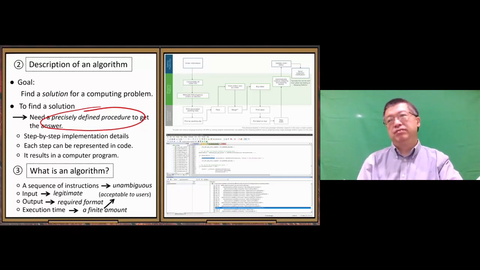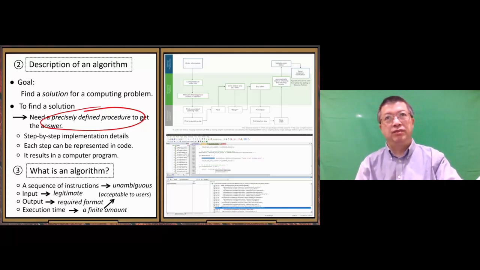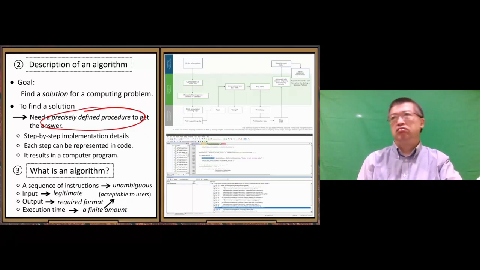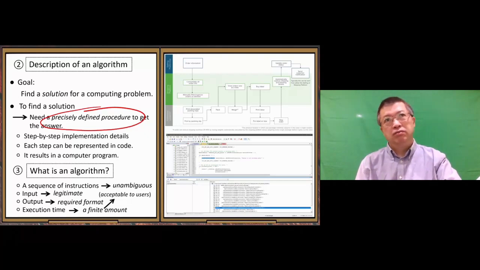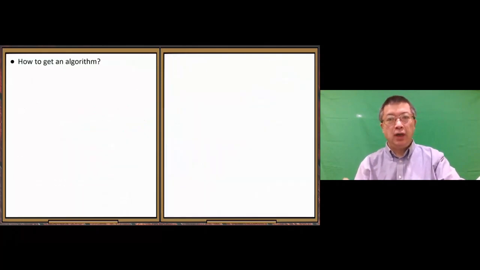The performance, the response time, should be acceptable to the users. If it is too slow, even if you solve the problem, your customers can reject the solution. Your customers won't pay you for the solution, because it is too slow. Many times, the response time is extremely important.